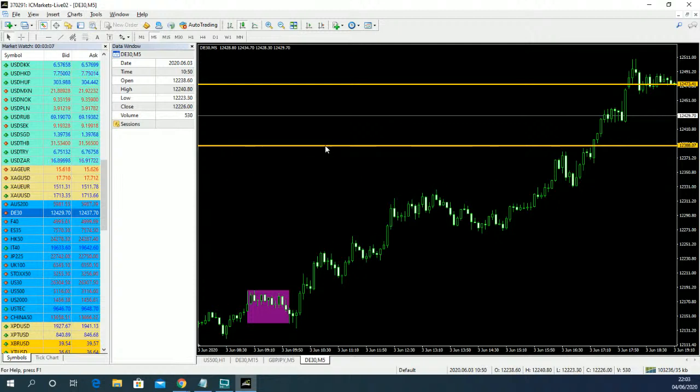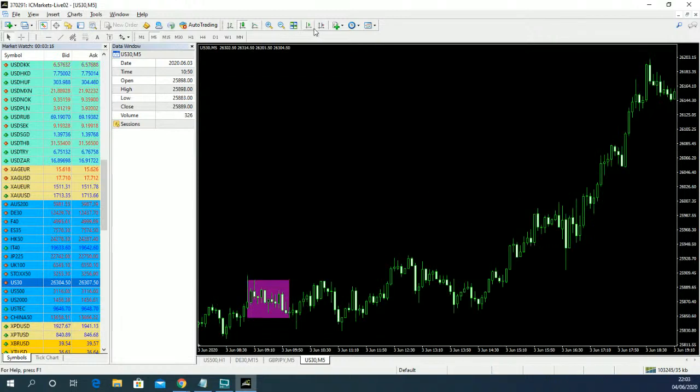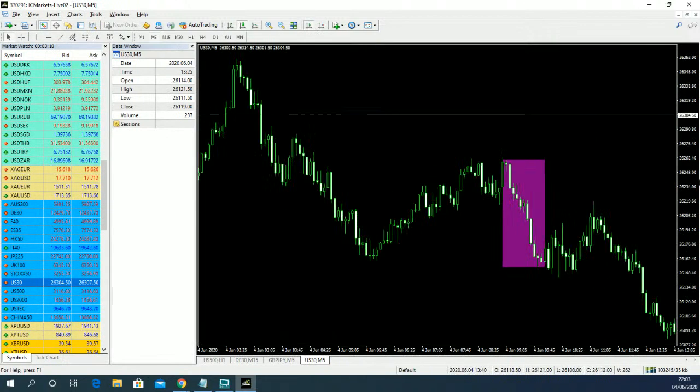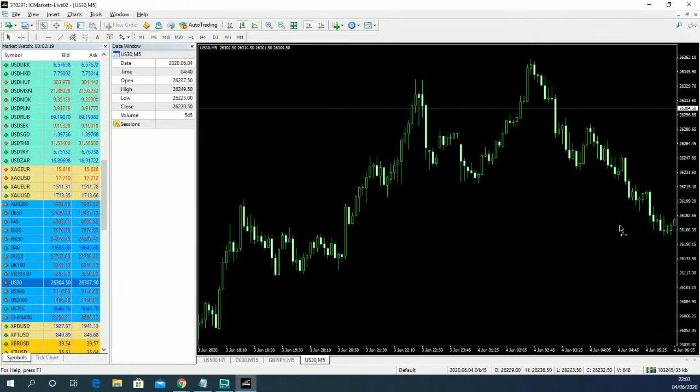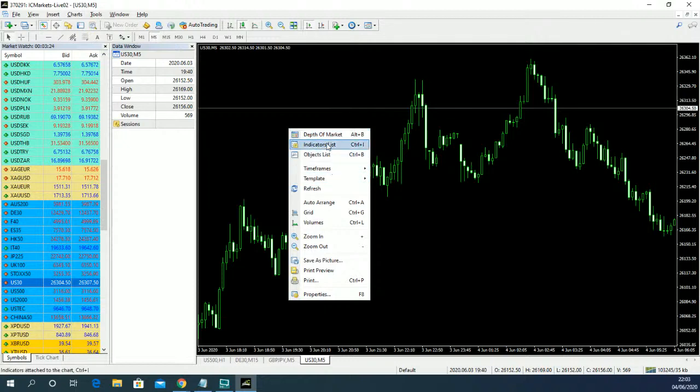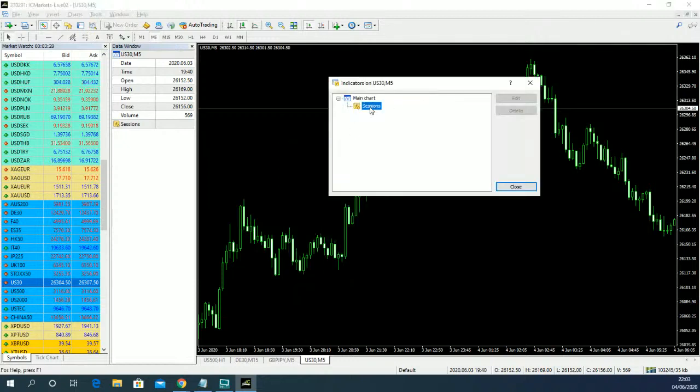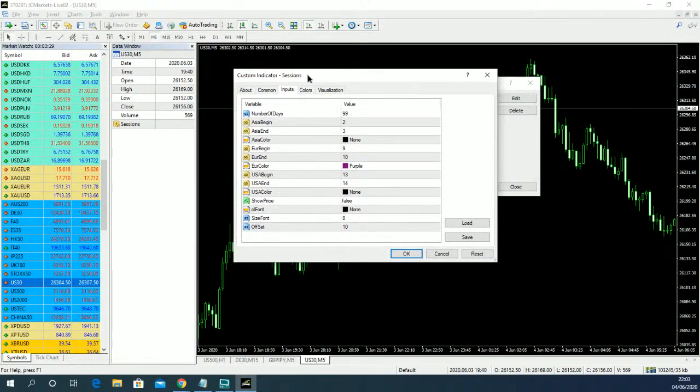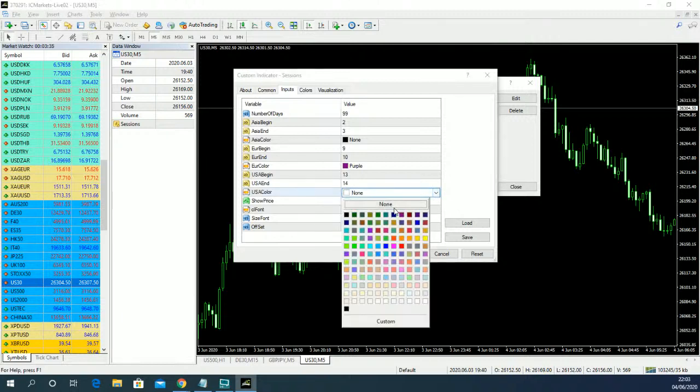Okay, so what we are going to do now is let's see US 30. Okay, this is US 30. Also it's in a range today. So we're going to change that session. Since some of us want to see the US session, I'm going to turn the US session on.